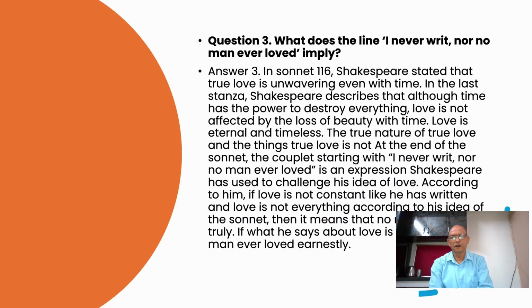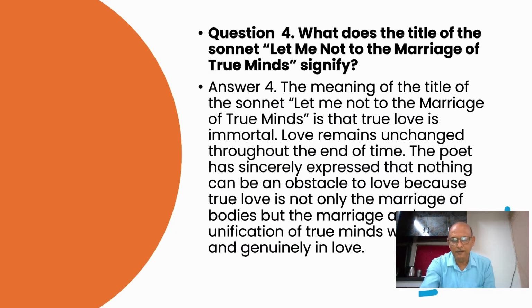The true nature of love, and the things true love is not, is at the end of the sonnet. The couplet starting with "I never writ, nor no man ever loved" is an expression Shakespeare has used to challenge his idea of love. According to him, if love is not constant like he has written, then it means that no man ever loved truly. If what he says about love is an error, then no man ever loved earnestly.